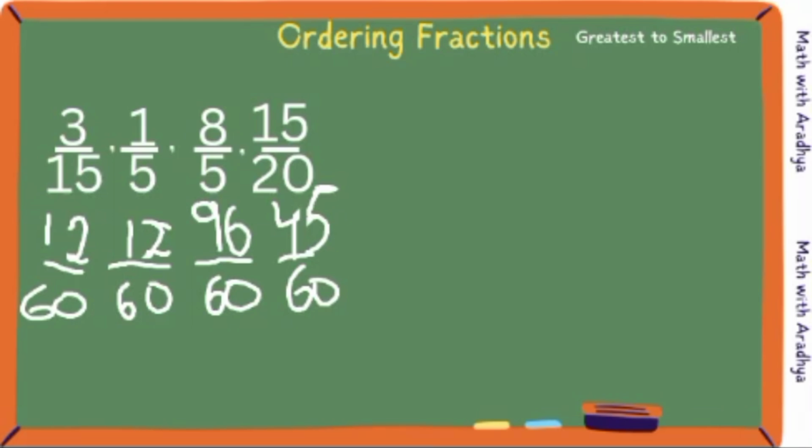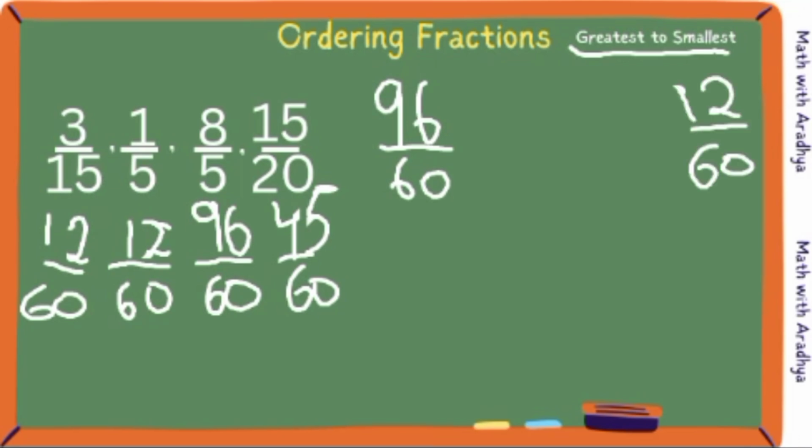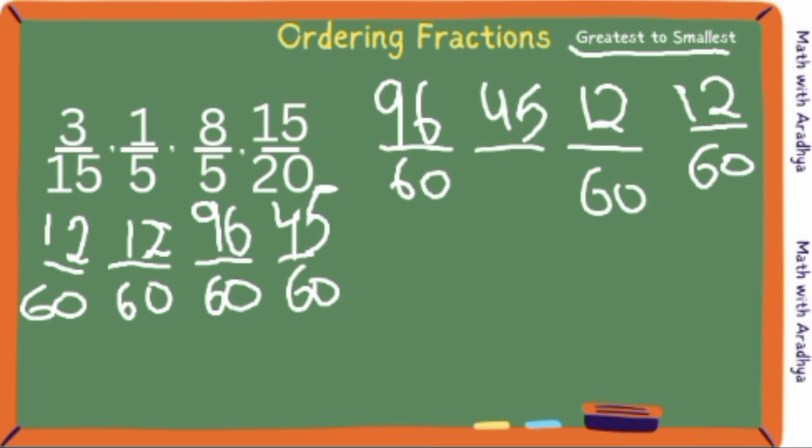So the largest one is 96 by 60, as we all know, and the smallest one is 12 by 60. So we are going to write from greatest to smallest, like we have 96 by 60. And the smallest one is 12 by 60. As there are two 12 by 60, so we are going to write 12 by 60 twice, and in the middle we are going to write 45 by 60.